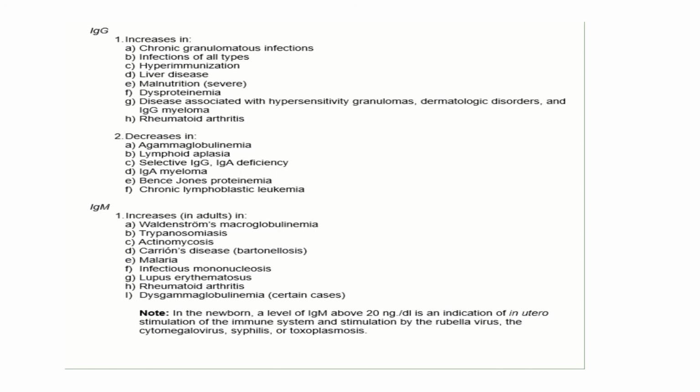The primary infection is associated with the IgM antibody. The secondary infection is associated with the development of IgG antibody. And it requires some time for this conversion.